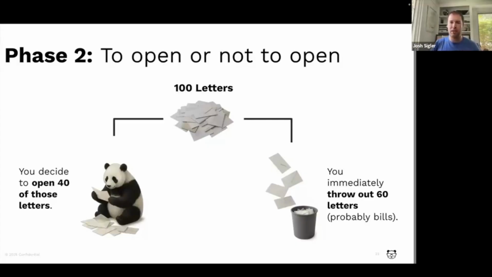Now you make that determination, and let's use some examples here. Let's say you decide to read 40 of those letters. So you went from having a pile of 100 to only deciding to read 40 of them. 60 of them look like bills. Everyone knows that thin paper feel. You said, I'm just going to throw them out. I'm not even going to open them to begin with.